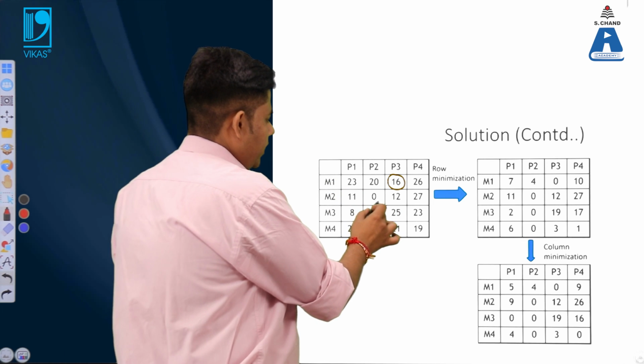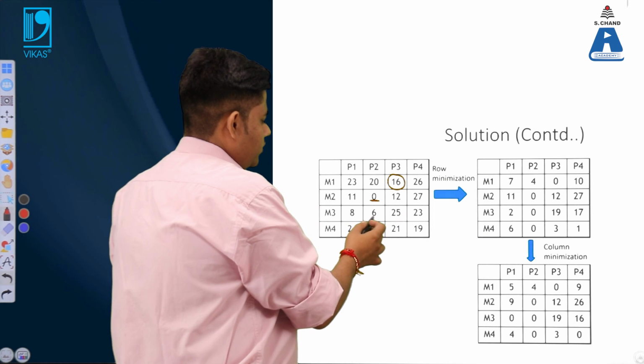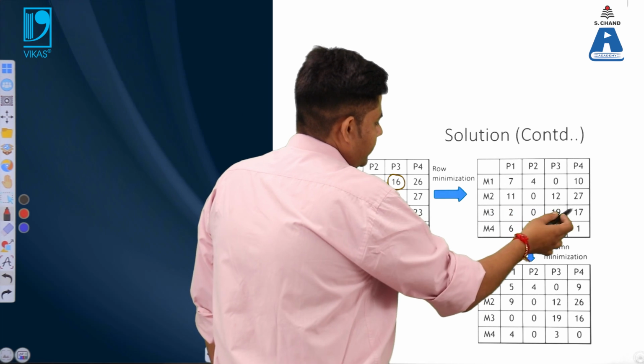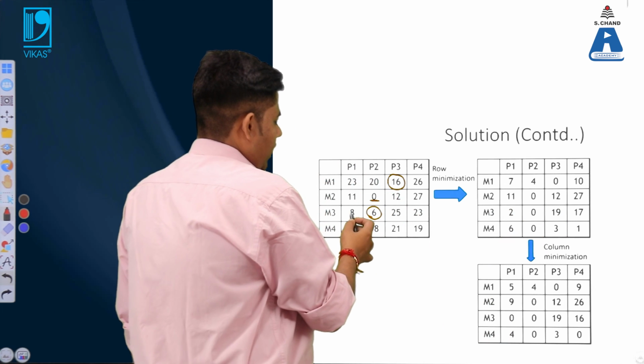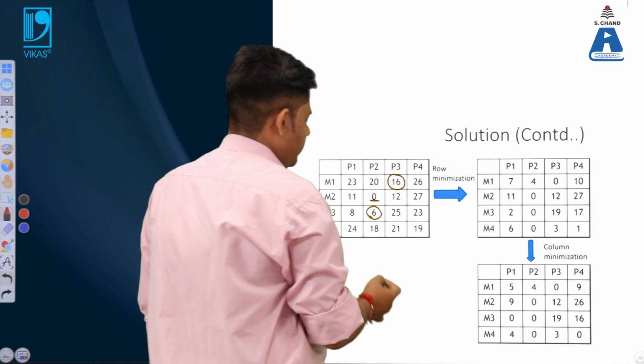In the next row, we already have 0. So, 0 is to be subtracted. So, 0 is there. And in the next row, we have the minimum number, which is 6. So, 6 needs to be subtracted, which is already there. So, 8 minus 6, 6 minus 6, 25 minus 6, 23 minus 6, which is these numbers.